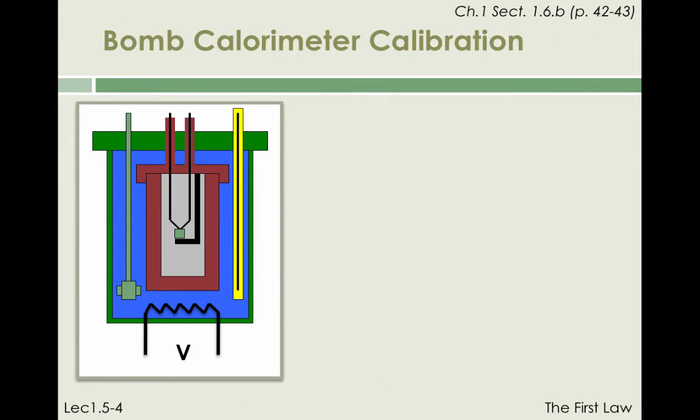On the previous slide, we derived the relationship between the temperature change in an adiabatic bomb calorimeter, the mass of water, the heat capacity of the calorimeter, and the heat of reaction. To be able to solve for the heat of reaction, Q reaction, we need to know the heat capacity of the empty calorimeter, which we called Ccal. In other words, we need to calibrate the calorimeter.